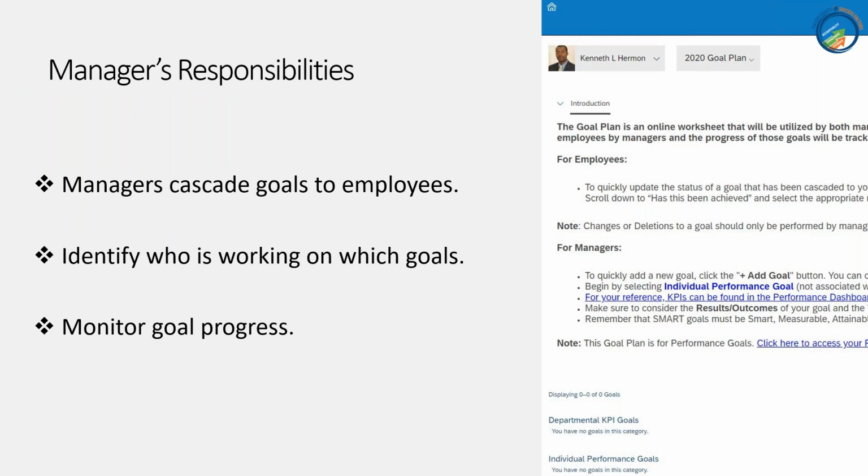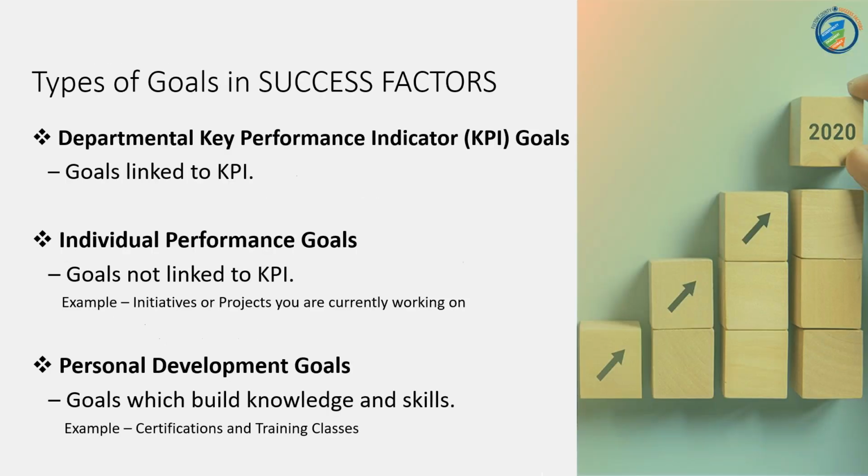Managers are responsible to cascade goals to their employees, identify who is working on which goals, and monitor goal progress. There are three types of goals in SuccessFactors. Number one, departmental KPI, or key performance indicator, goals. These goals are linked to your department's KPI. Number two, individual performance goals. Goals not linked to KPIs. An example would be any initiatives or projects you're currently working on.